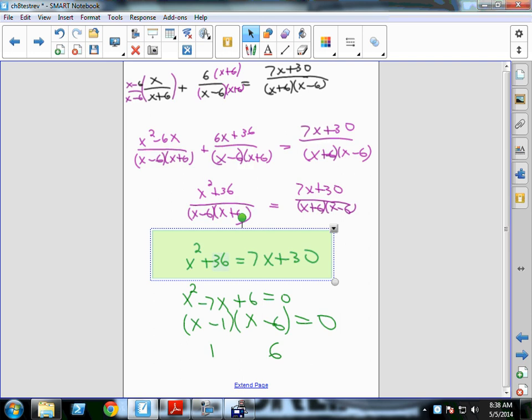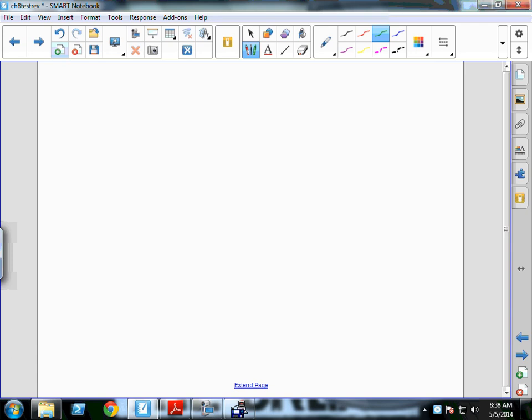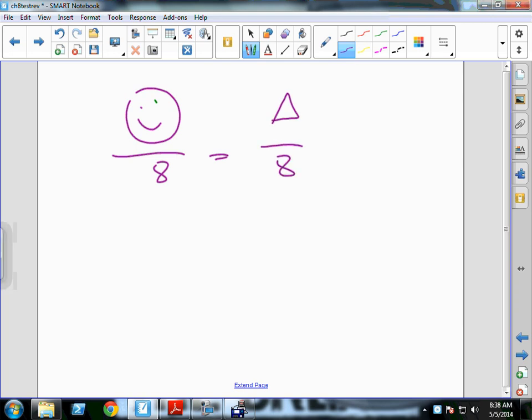Remember, if the denominators are the same, then the numerators are just set equal, and the denominators would basically cross cancel, like what would happen if you did a proportion. Let me just show you something real quick. Suppose you had a smiley face over 8 equals a triangle over 8. If you cross multiplied, what you would get is smiley face times 8 equals triangle times 8, right? So the 8s would cancel. So that's kind of why they go away.